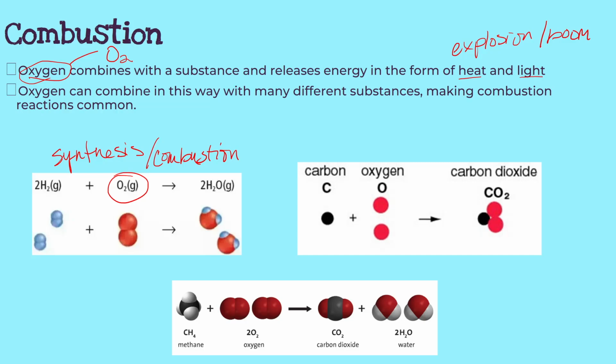We can see that carbon and oxygen can combine to form carbon dioxide. We can see that methane, which is called a hydrocarbon because it's made of hydrogen and carbon, the simplest version of a hydrocarbon we can have, can be reacting with our oxygen, and this makes carbon dioxide and water. We're going to talk more about that here in just a bit.